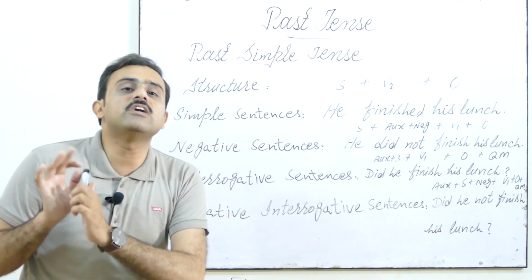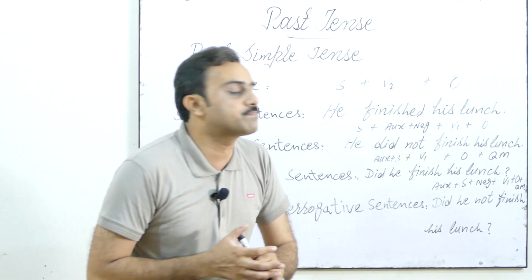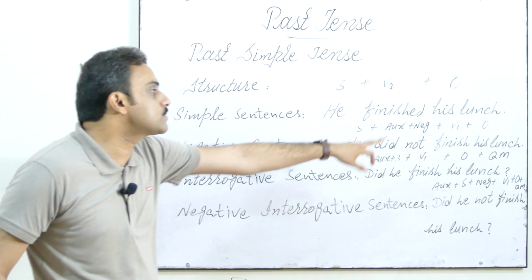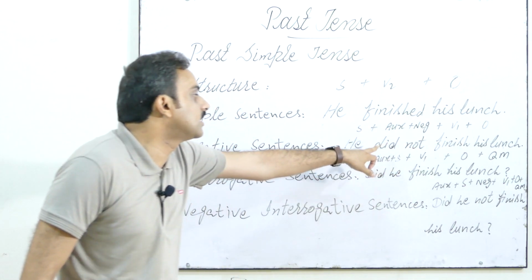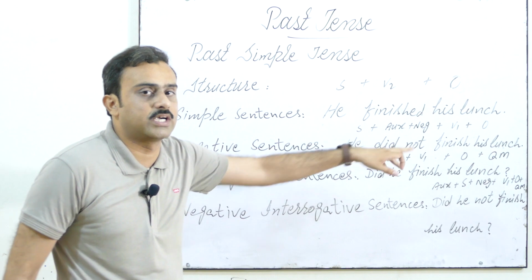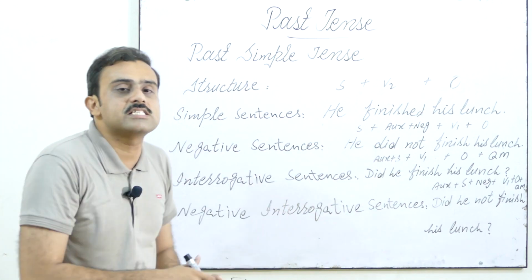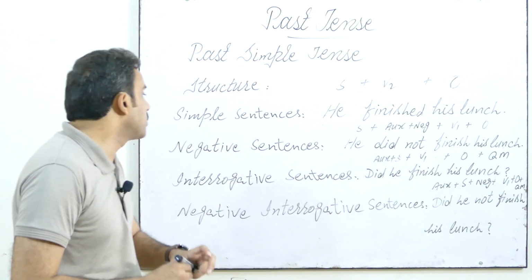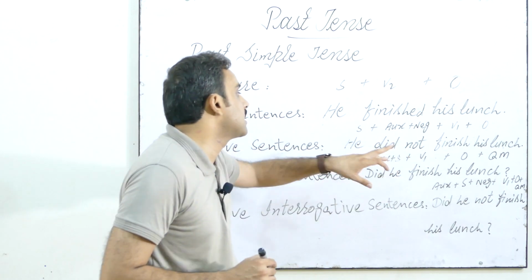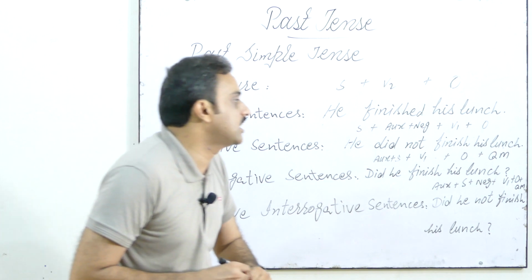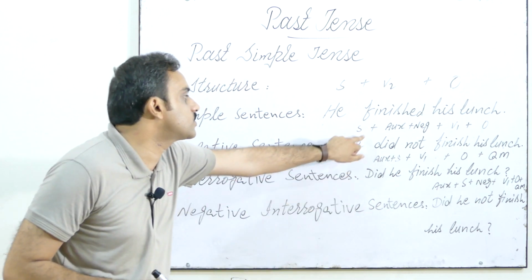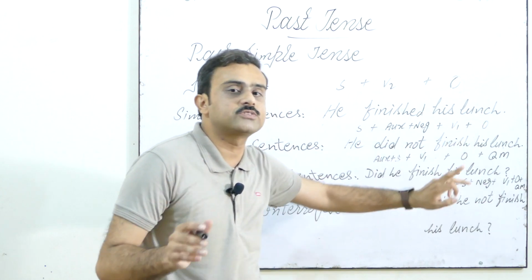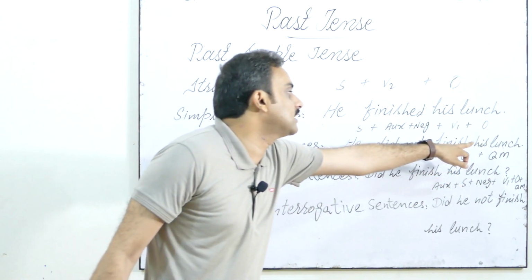And in negative sentences, we use the auxiliary did, and then we use the main verb's first form, meaning present tense, because the auxiliary did is used over here. In all these categories, we use only one auxiliary, and this auxiliary is did. So the negative sentence would be like this: he did not finish his lunch. So he is your subject, did is the auxiliary, not is the negation, finish is the first form, meaning present tense, and then his lunch is your object.